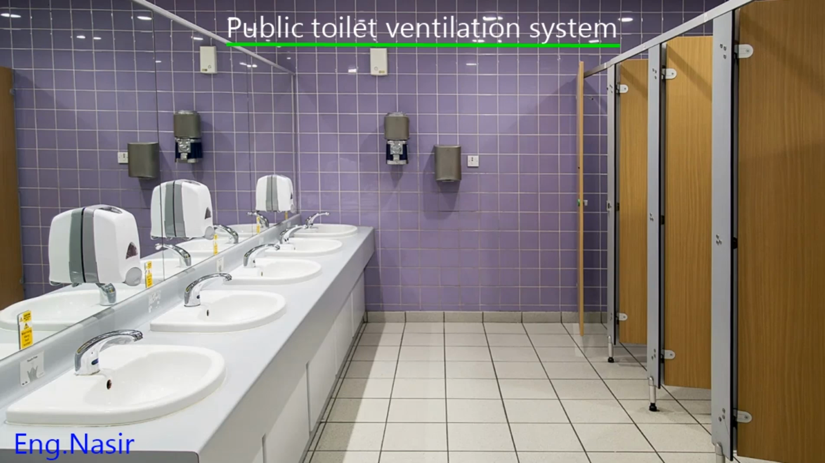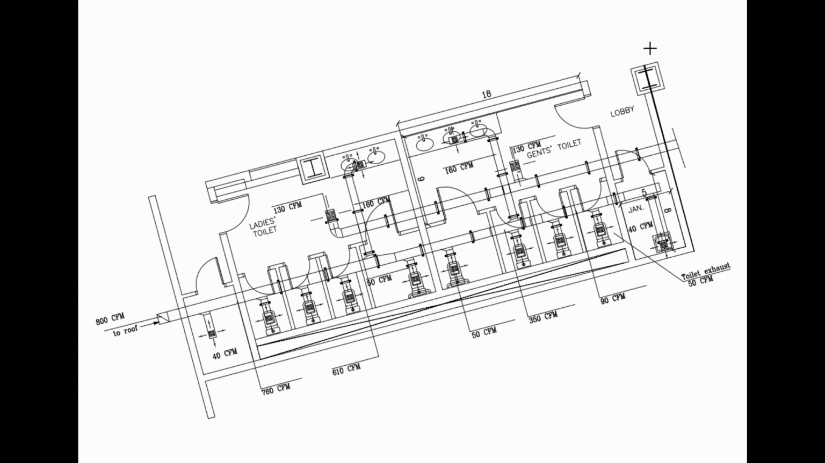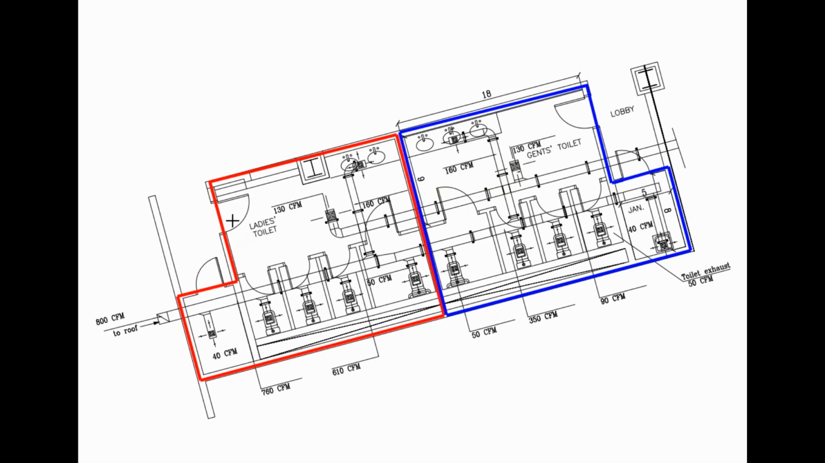In this video, we will do a sample calculation to design the ventilation system for a public toilet in a commercial building like a mall and office, etc. For our sample calculation, we will use this drawing. These are two public toilets. This is for ladies and this one for gents.